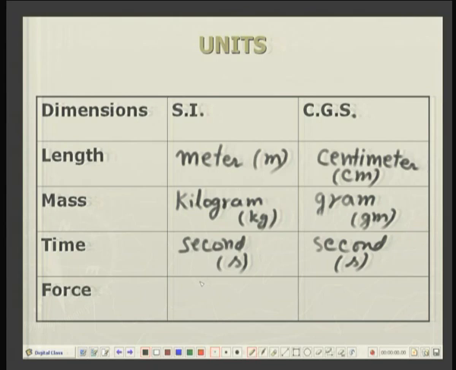Force in SI units is designated as newton, after the great mathematician and physicist Sir Isaac Newton, who made important contributions to the foundations of mechanics, and this is abbreviated as N. And in the CGS unit, the unit of force is dyne. So these are the various units under two systems, the International Standard System and the CGS system.